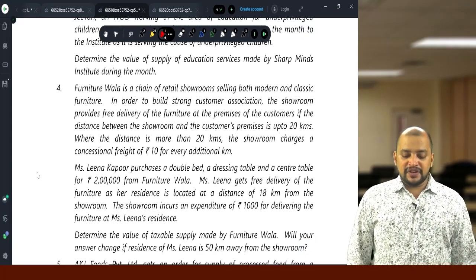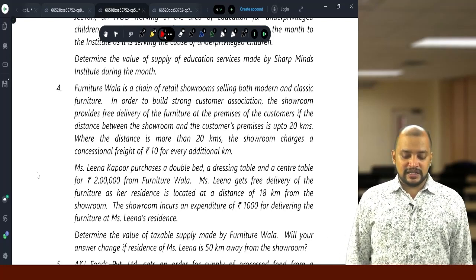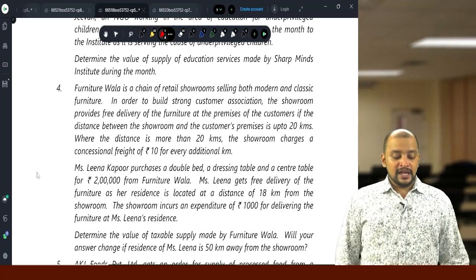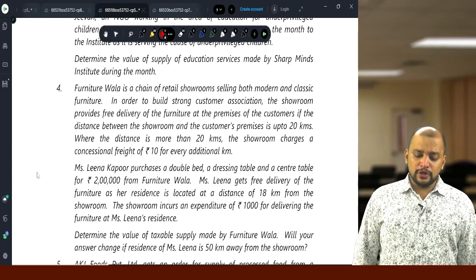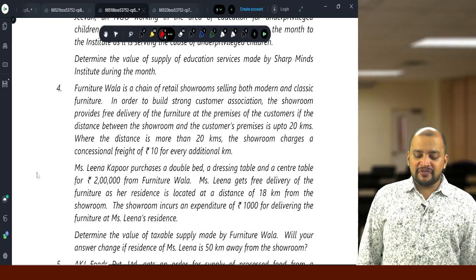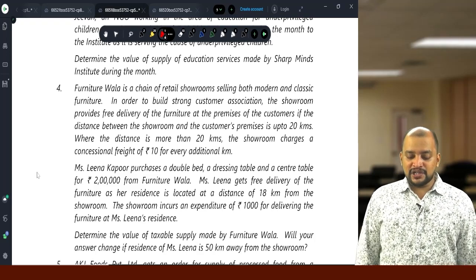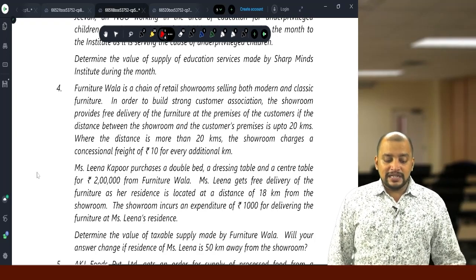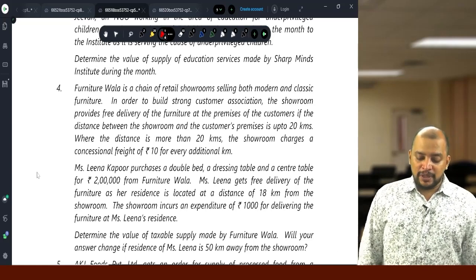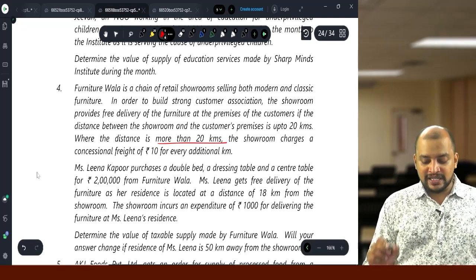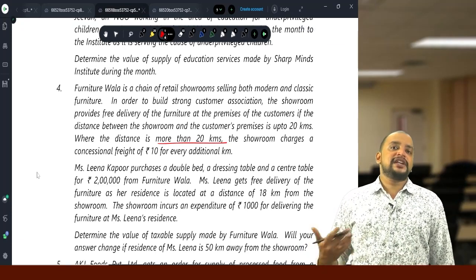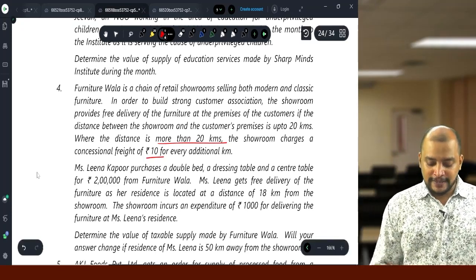if the distance between the showroom and the customer's premises is up to 20 kilometers. Where the distance is more than 20 kilometers, the showroom charges a concessional freight of rupees 10 for every additional kilometer. Miss Leena Kapoor purchased a double bed. So their policy is that if the distance is within 20 kilometers, it's a free delivery. Otherwise, for every kilometer, they will be charging 10 rupees.